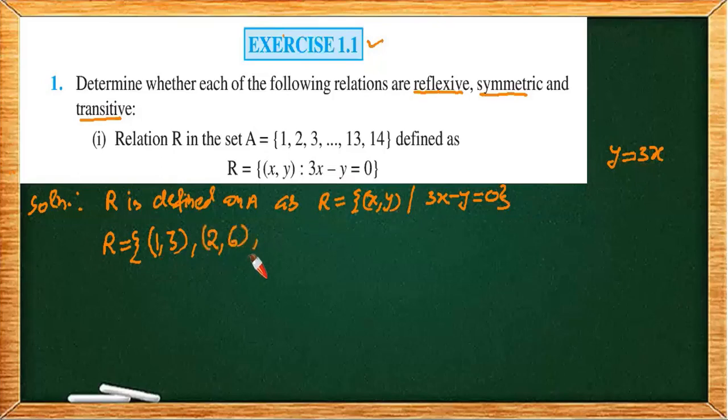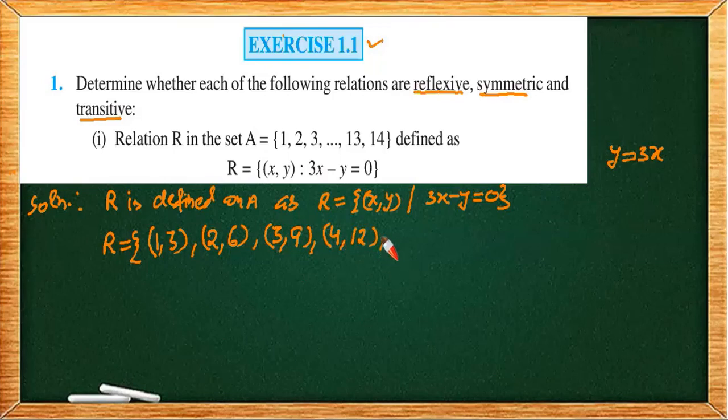If we take x as 3, then 3 3s are 9. So 3 times x, because y is 3 times x. Now take x as 4. So 4 3s are 12. So image of 4 is 12. That is, 4 is related to 12.